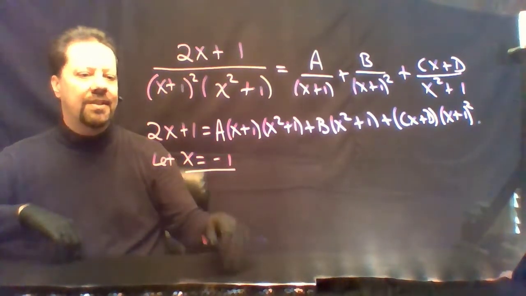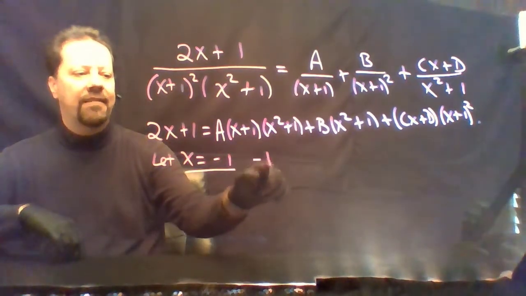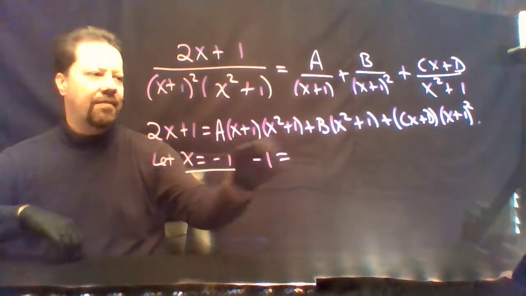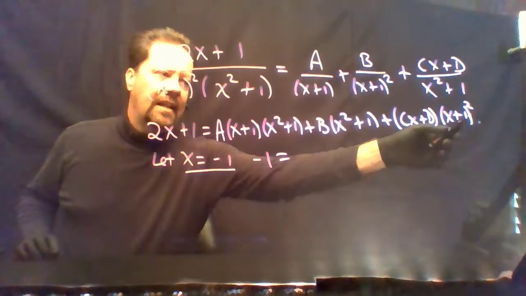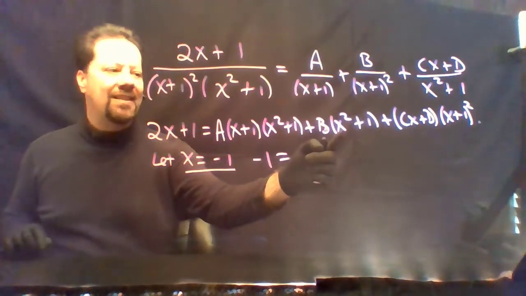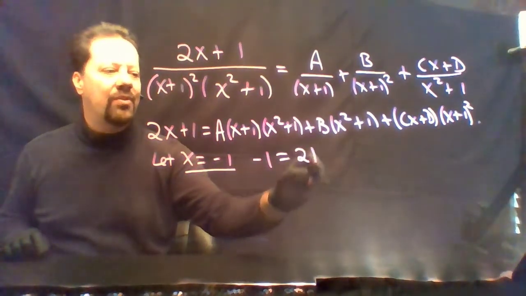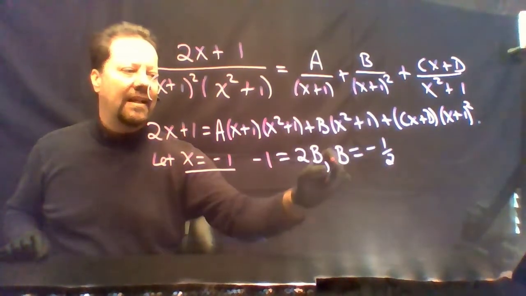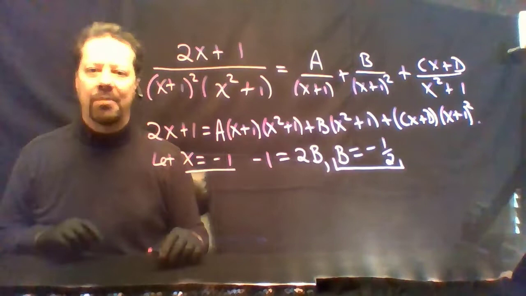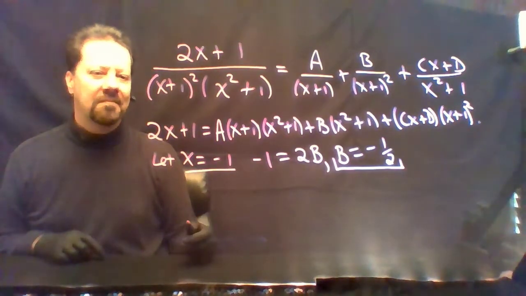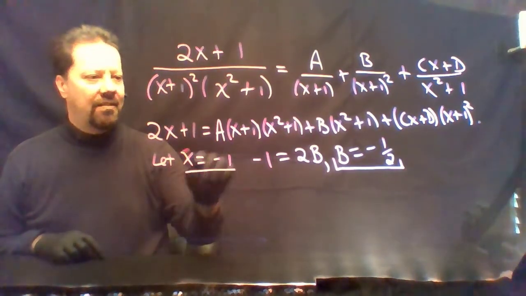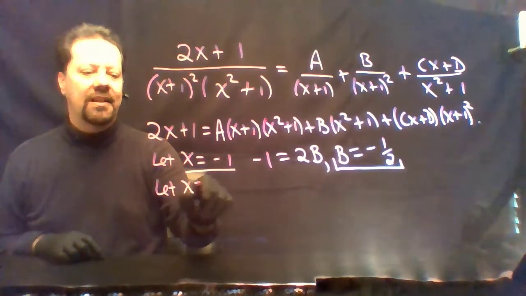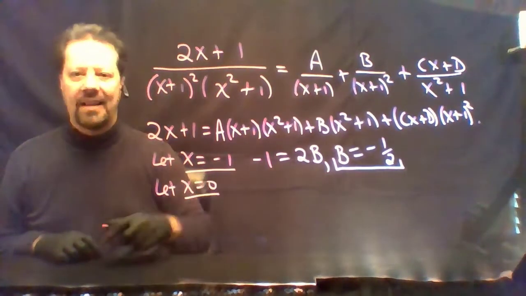If we choose, for instance, x equals -1, the left-hand side becomes -1. On the right-hand side, the first term drops, the last term drops. If x is -1, we end up with 2b, so that b is -1/2. I'll put that in a little bucket there. There are not very many other nice choices other than x equals 0 as a possibility.